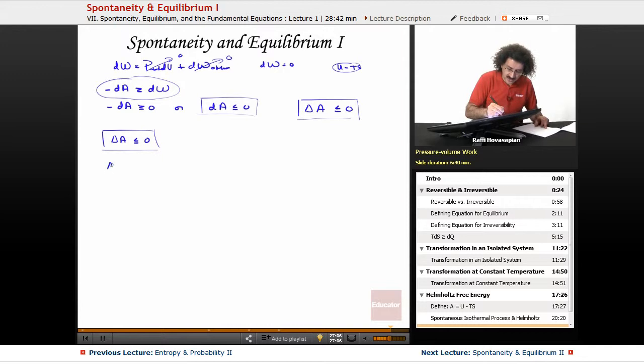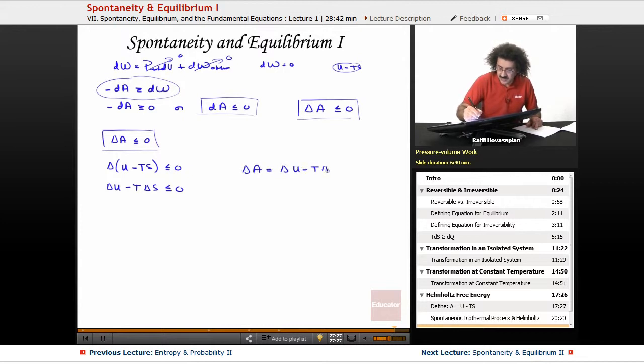So let's go ahead and write delta U minus Ts less than or equal to 0. This is going to be delta U minus T delta S less than or equal to 0. And of course we have our delta A is equal to delta U minus T delta S. There you go. This is the basic relationship that exists. This is similar to the relationship that you learned in general chemistry, which we're going to learn again, which is, just as a little bit of a preview, delta G equals delta H minus T delta S. Remember that one? Yeah, this is the Helmholtz version of it.